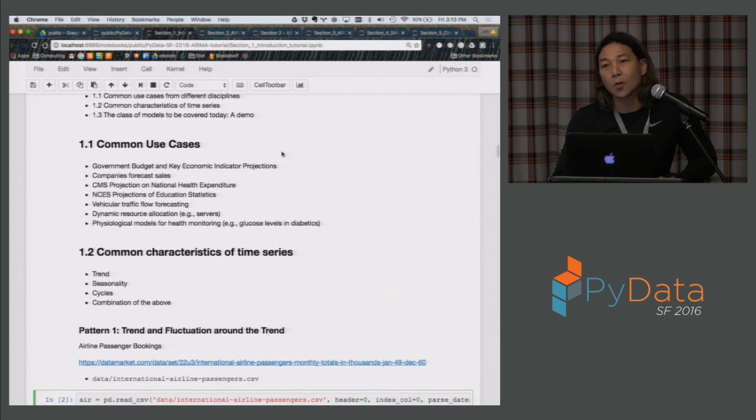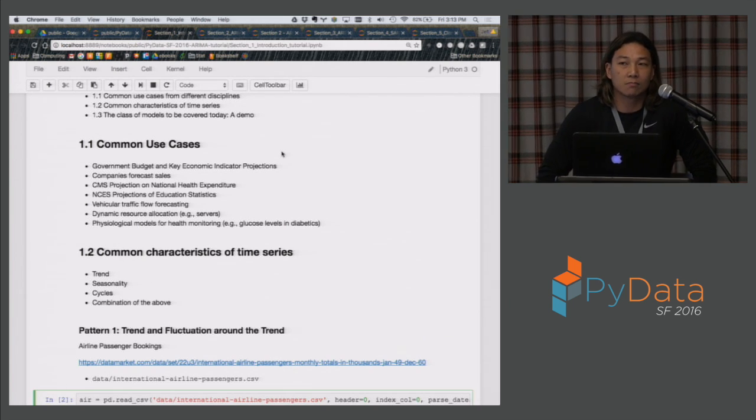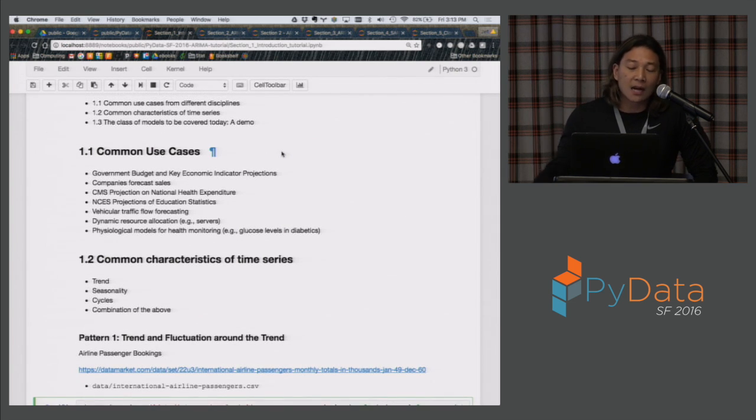Some of the common use cases. So why do we study time series? Well, some of you probably know, right? It has a lot of common use cases. Everything from government forecasting their budget, government forecasting their expenses, especially key economic indicators that are published on a monthly basis on some of the government websites as well.